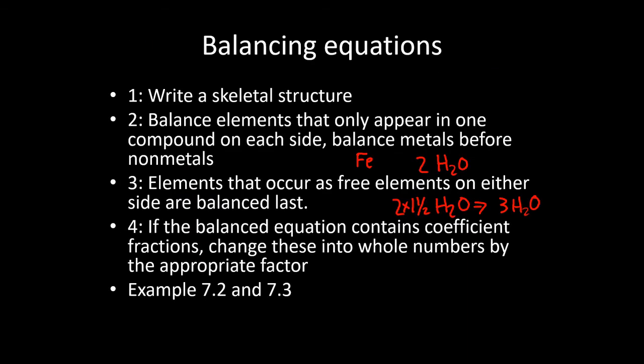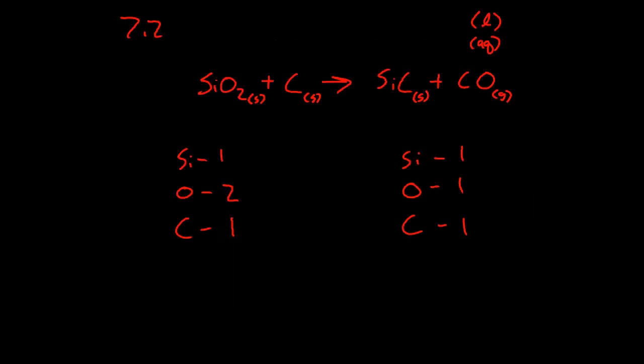Alright, if we're following the rules here, it says to balance the elements that only appear in one compound on each side, balancing the metals before the nonmetals. The silicon is not technically a metal. It is a metalloid, but it actually starts out balanced, so we don't have to worry about that. The only thing that we don't have balanced is the oxygen. So if we check here, we have 2 oxygens on the left, 1 oxygen on the right.